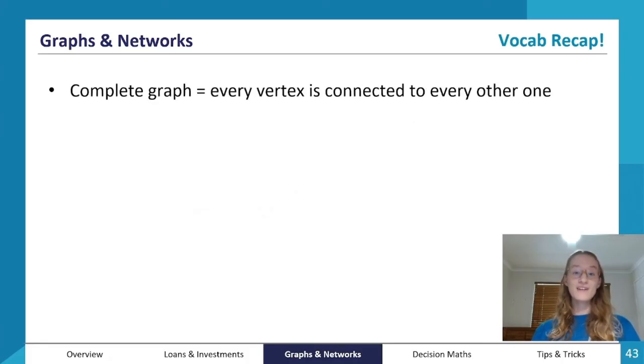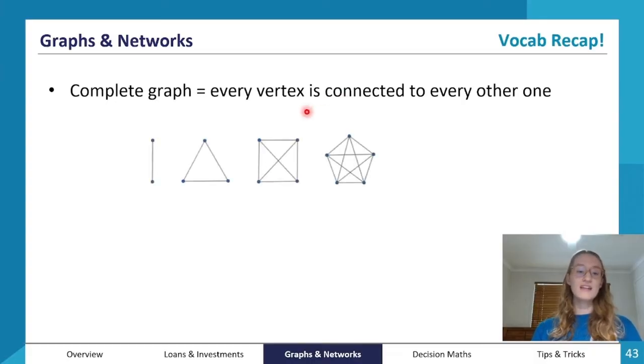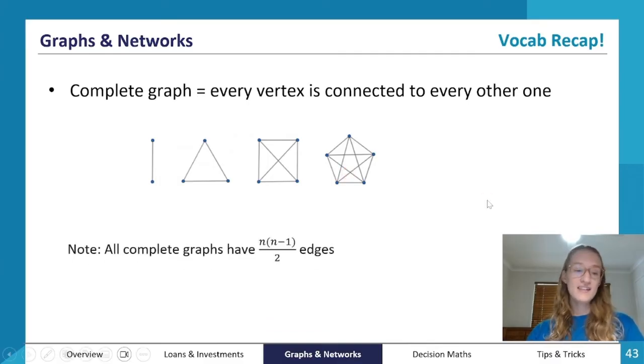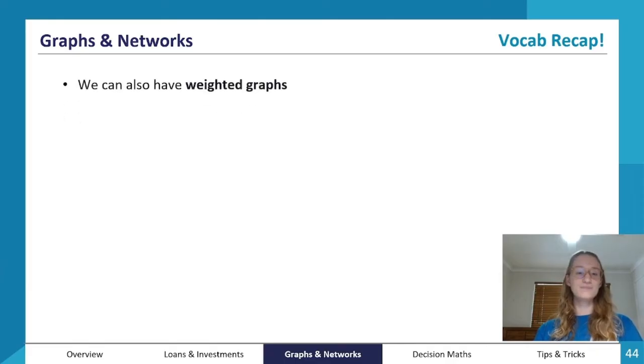A complete graph is where every vertex is connected to every other one. You can see that here our two vertices are both connected. Here all three vertices are all connected to each other. All four are connected and all five are connected here. And another interesting thing to note is that all complete graphs have n(n-1)/2 edges. So that can be a helpful formula if you ever need to apply that in a question.